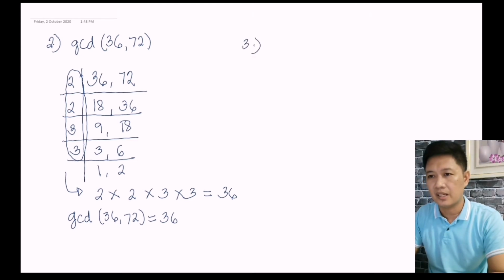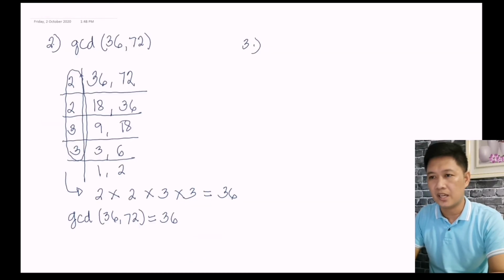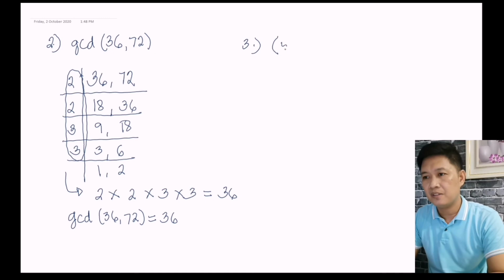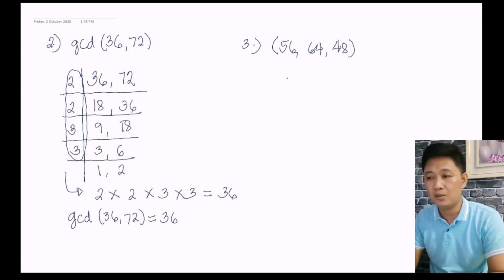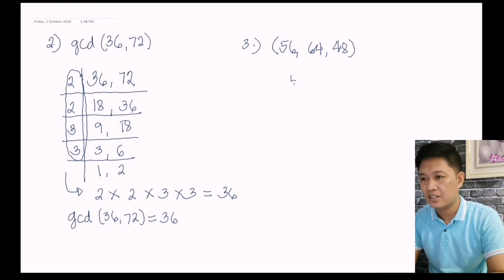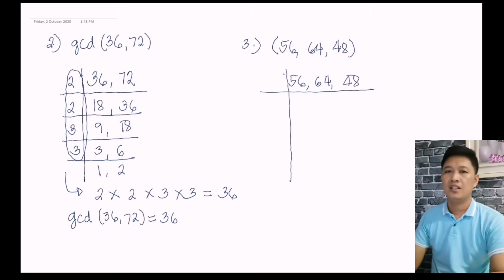Let's have number 3. Ano nga ba yung number 3 natin? Number 3 is 56, 64, and 48. Okay. Pwede pala kahit tatlo, no? Try natin. So we have 56, 64, 48 using the continuous division or the repeated division.